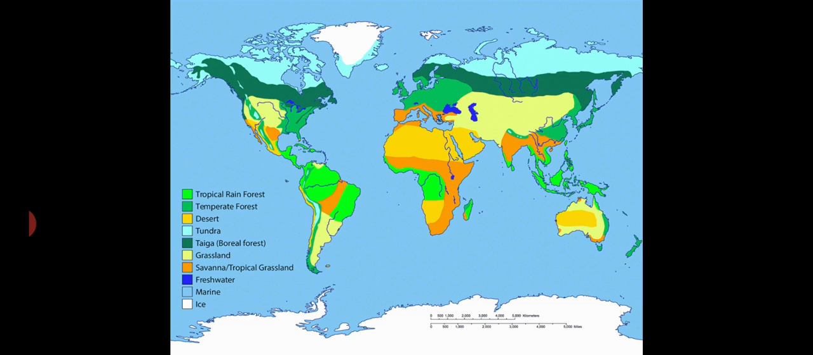Biomes can be terrestrial biomes and aquatic biomes. Major terrestrial biomes are deserts, grasslands, tundra, taiga, temperate deciduous forest, tropical rainforest.